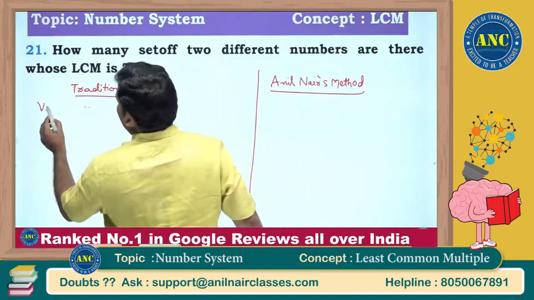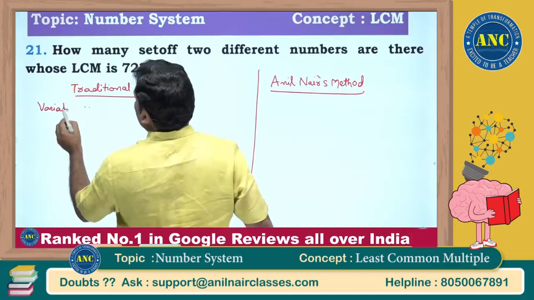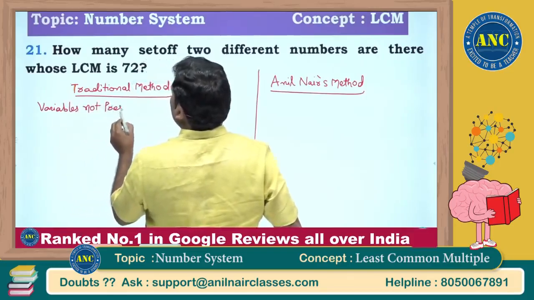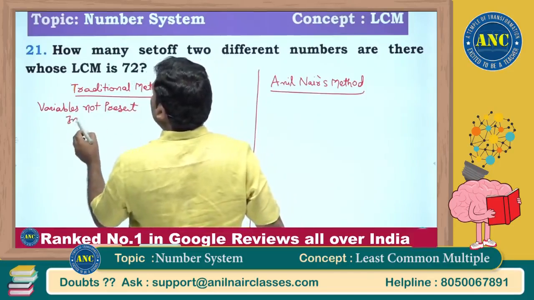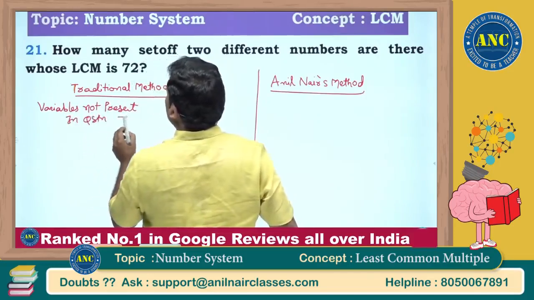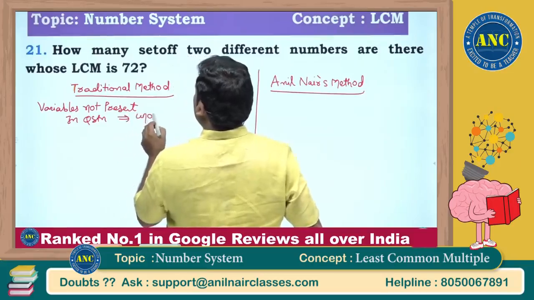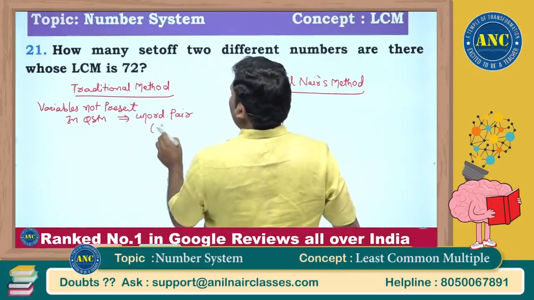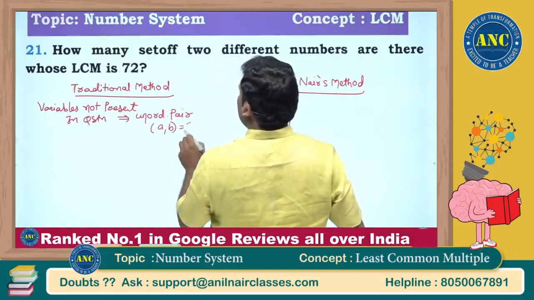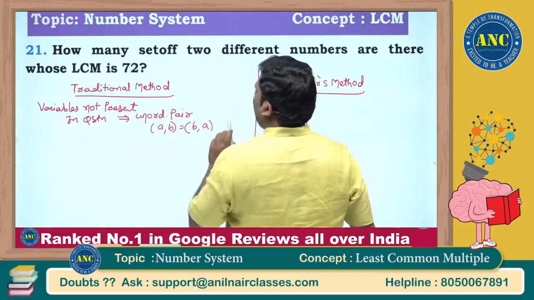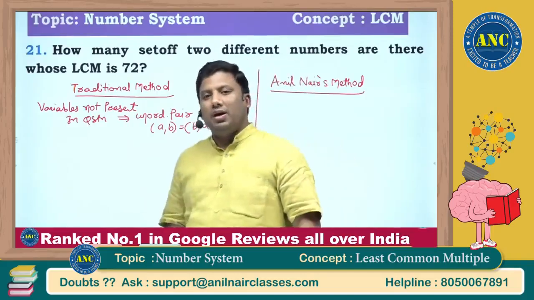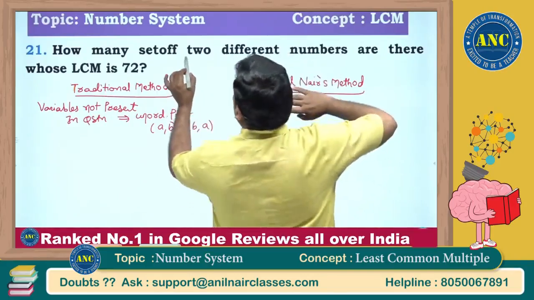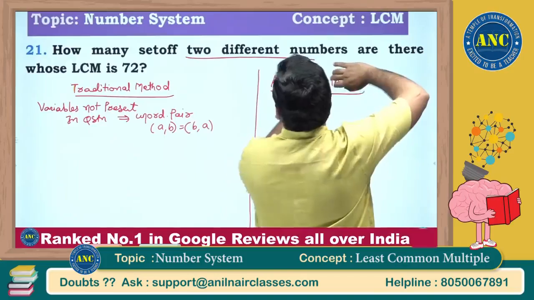First point, variables are not present in the question. If variables are not present in the question, then it is an unordered pair. We are determining an unordered pair. That means A comma B is equivalent to B comma A. The reverse case should not be taken. That is the first understanding.